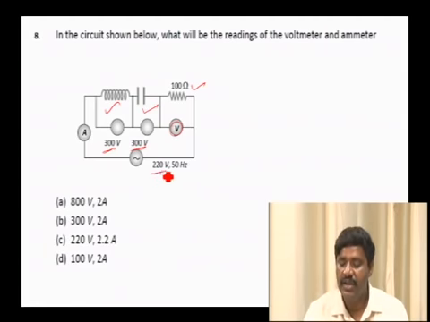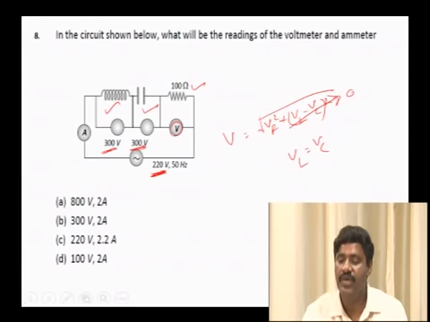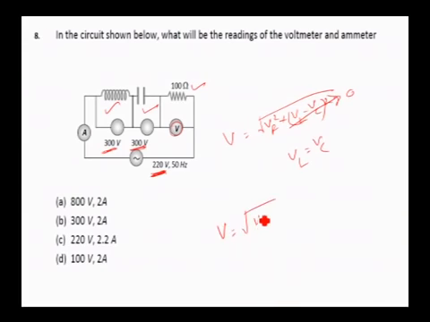See, you have connected a source of 220 volt where VL is 300 and VC is 300. The resultant voltage is normally given by V = root of VR square plus (VL minus VC) whole square. In this case VL is equal to VC, so this is going to be 0. That shows V is equal to root of VR square, which is VR, that is equal to 220 volt. So the voltmeter reading will be 220.